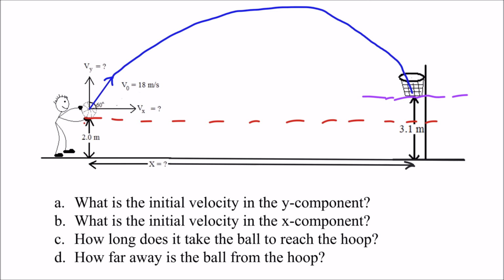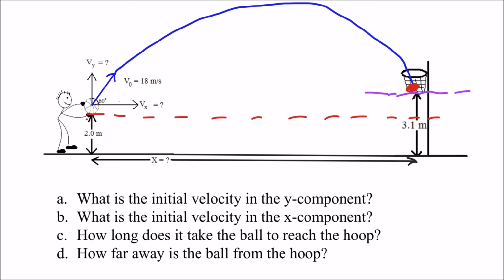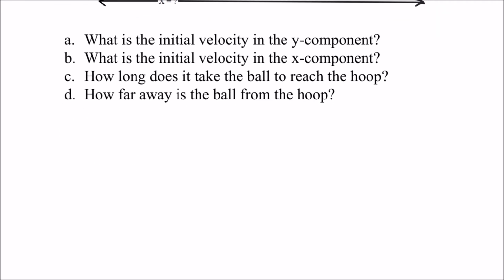It would just mean that you would need a separate y-axis list of information for the ball when it is at that location. As this question stands, we are being asked about the ball when it is at the end, when it's landed in the hoop. So we're going to make our x and y axis list of information then, and this is going to be the y at the end of the problem.